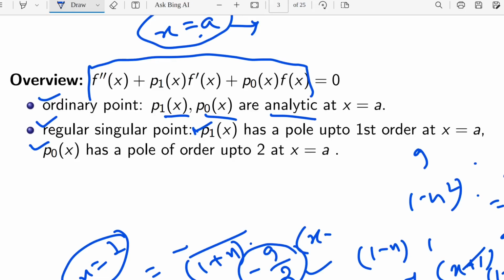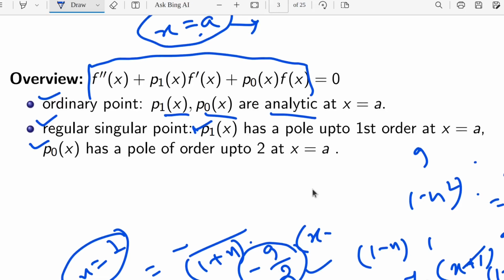So these two conditions we have to satisfy simultaneously at x equal to a point. If these conditions are satisfied simultaneously, then we can say our x equal to a point is a regular singular point. Okay, so this is the overview.